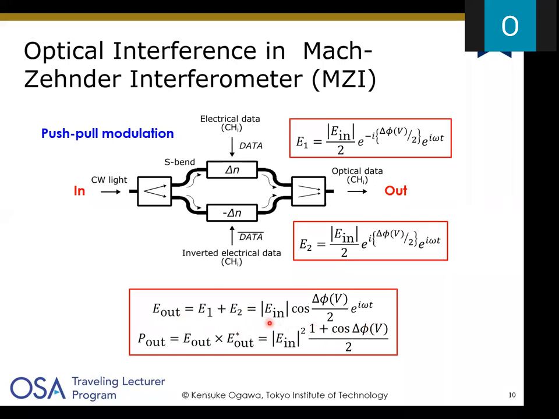You can represent the output electric field in a real part only. This is why this scheme is push-pull modulation. You can generate a real part of the electric field only. And this is the key to generating high quality optical signals free from frequency distortion. We call this frequency chirping. To avoid the frequency chirping, this particular real-part electric field generation scheme is important for high quality transmission.